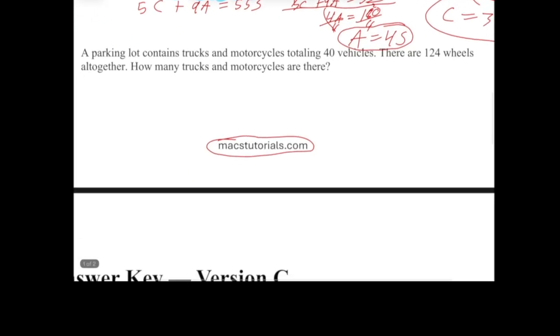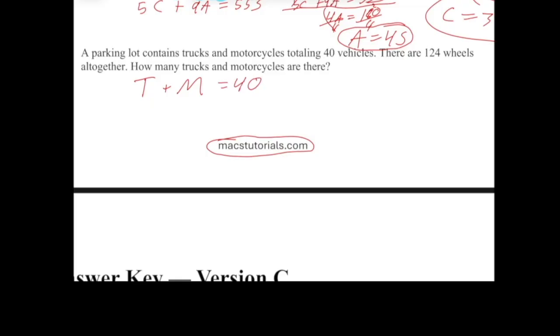Last one. A parking lot contains trucks and motorcycles, containing 40 vehicles. There are 124 wheels. How many trucks and motorcycles? Well, if I take my trucks and I add my motorcycles, I always use a capital T. I don't like T's in word problems either. They look like plus signs. So always write them as capitals so you don't mix them up. But when I add them, I have 40 vehicles total.